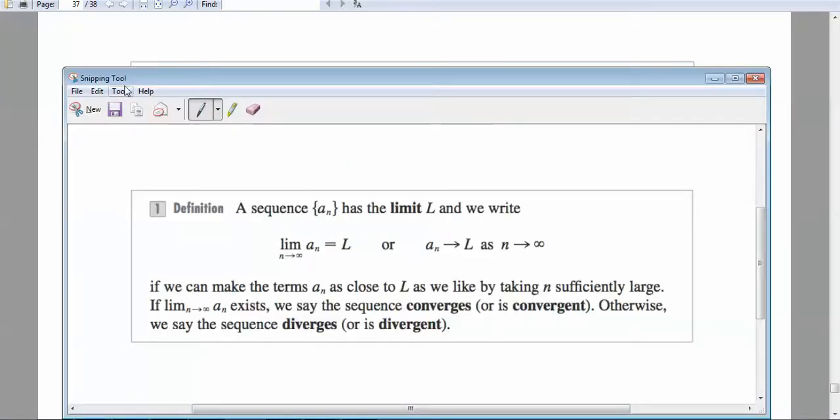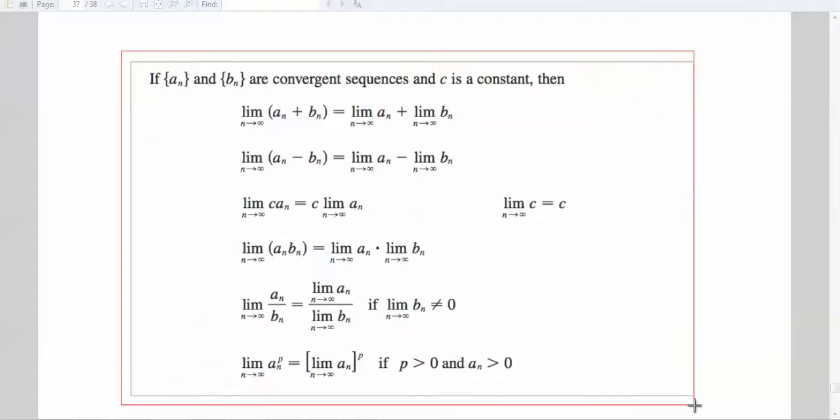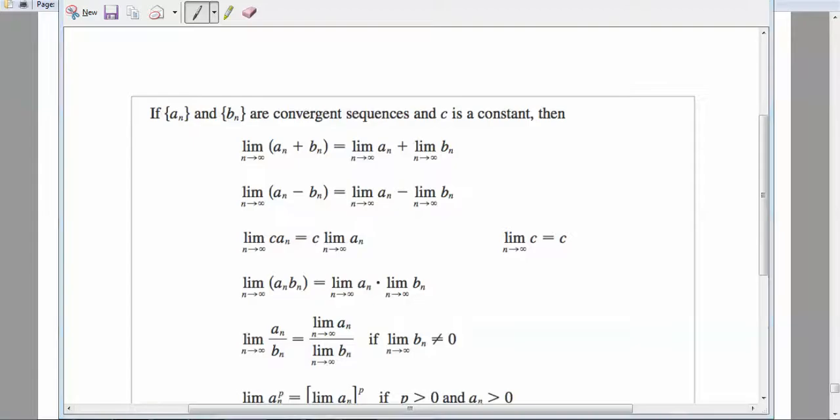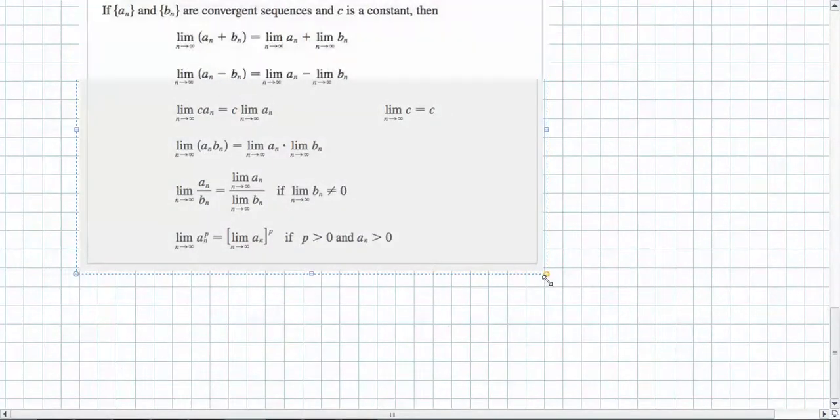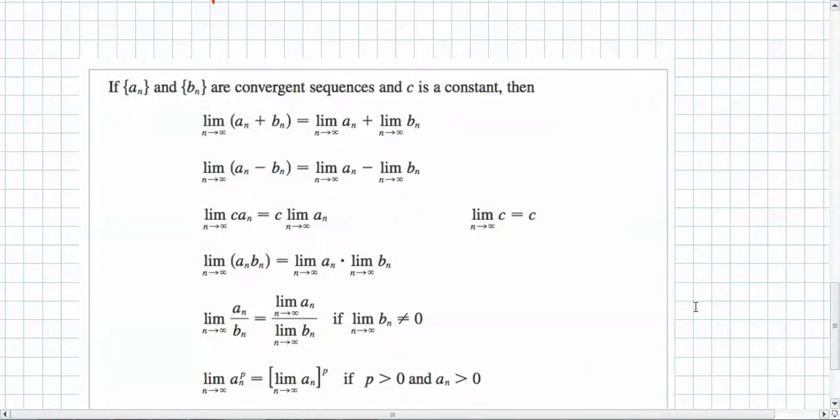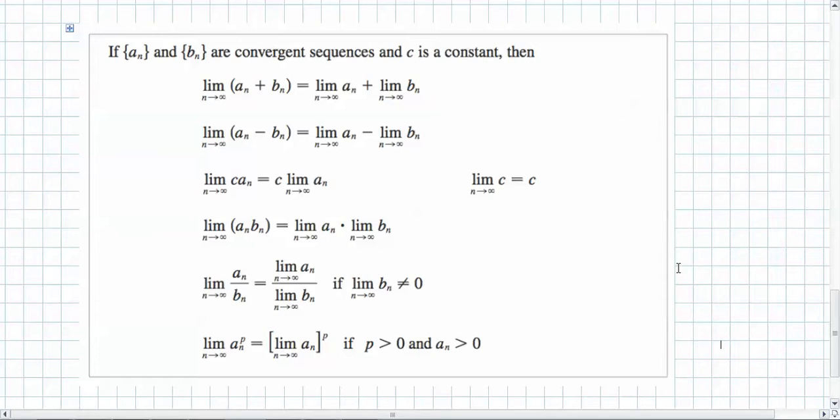That you need to remember. They're not super earth-shattering, and they're essentially the same ones you've already known about. But you just need to remember these right here. If they're both convergent, if you do the limit of the sum, you can do the sum of the limits. The limit of the subtraction is the subtraction of the limits.